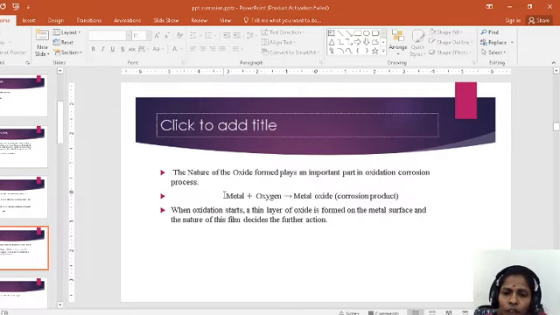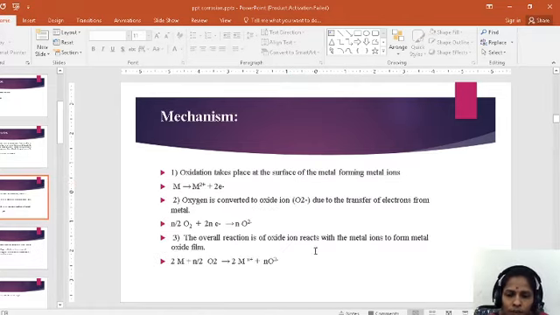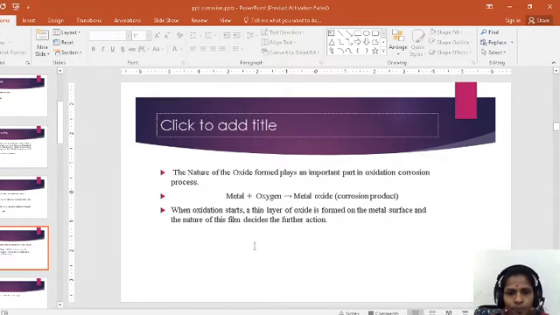So the nature of the oxide formed plays an important role in the oxidation corrosion process. Here, this metal oxide plays an important role in oxidation corrosion. When metal is reacting with oxygen, it is producing the metal oxide. This metal oxide is also called a corrosion product.